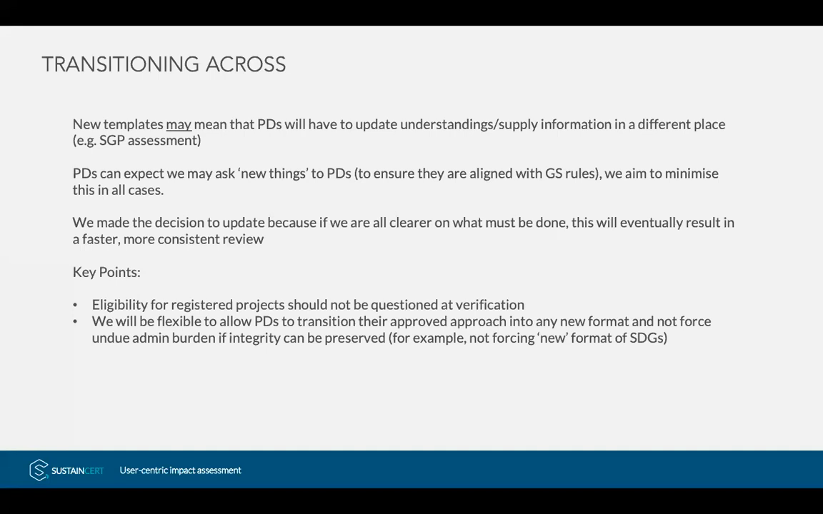So for an example, the new, in inverted commas, format of SDG isn't going to be a barrier to people when they report in the monitoring reports, because it doesn't require the sort of fairly rigid format that the new PDD template requires, for instance.